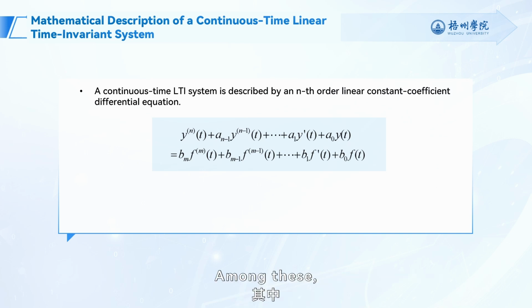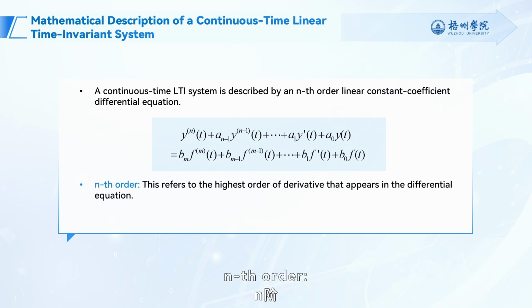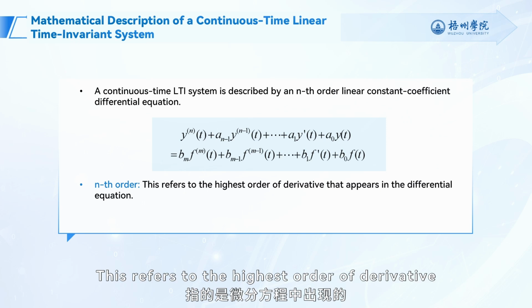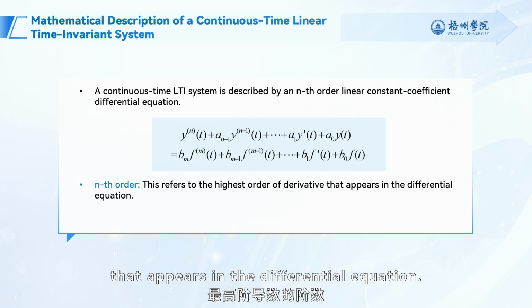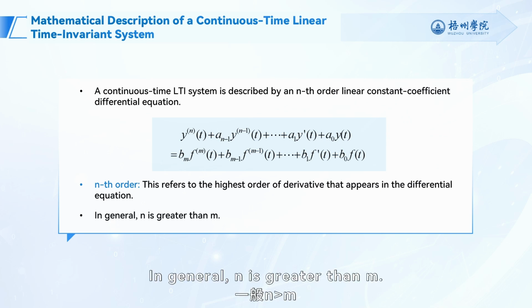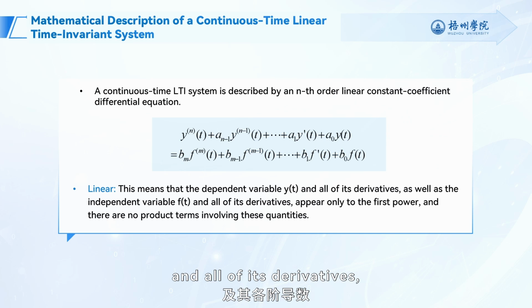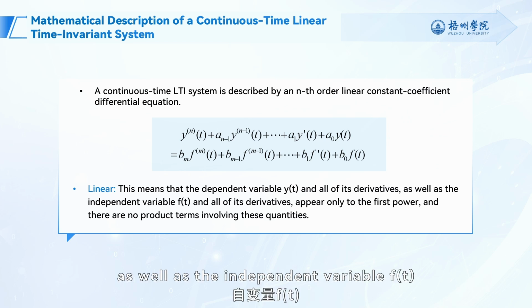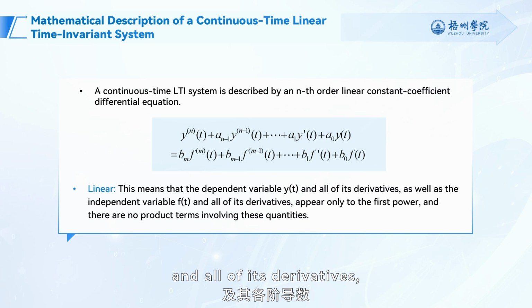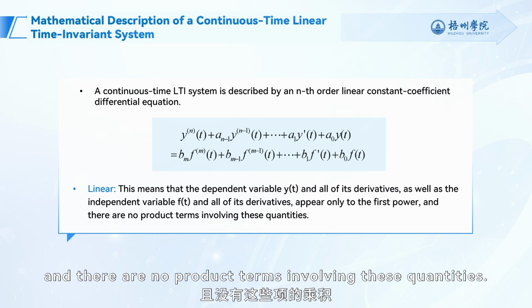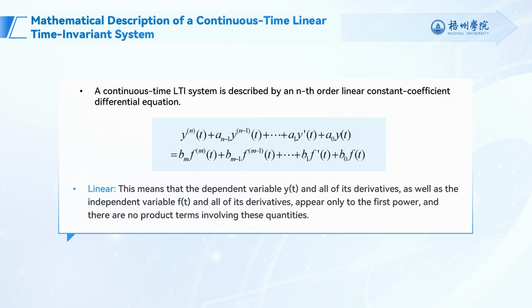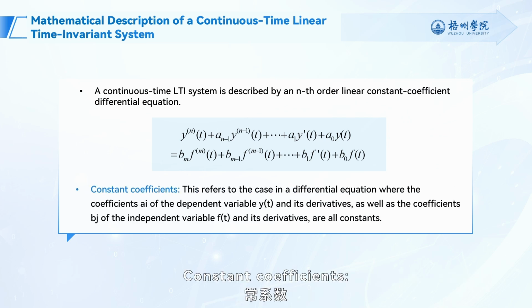Among these, nth order. This refers to the highest order of derivative that appears in the differential equation. In general, n is greater than m. Linear. This means that the dependent variable y of t and all of its derivatives, as well as the independent variable f of t and all of its derivatives, appear only to the first power, and there are no product terms involving these quantities. Constant coefficients.